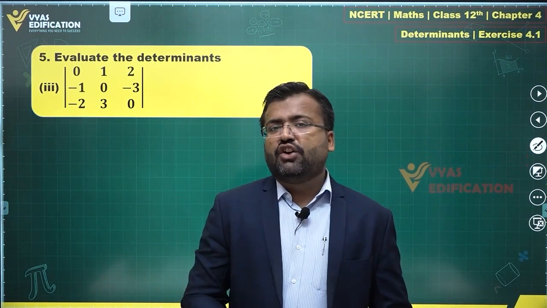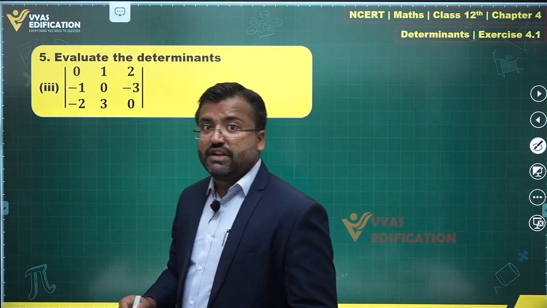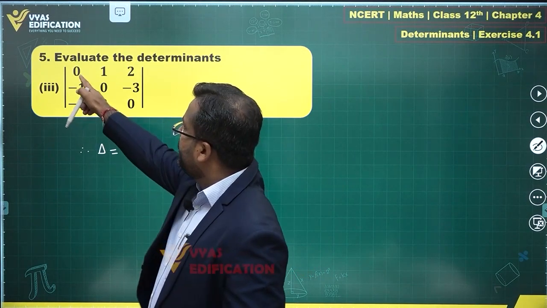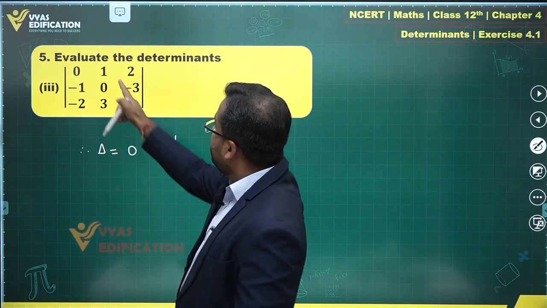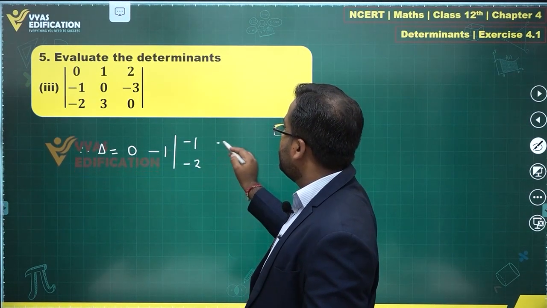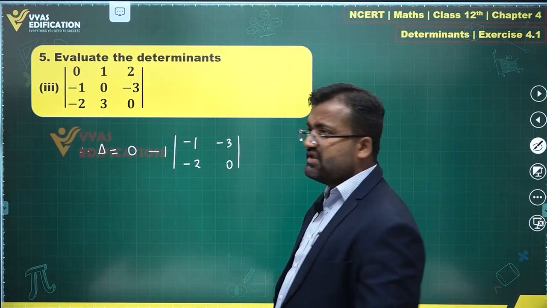So we can expand along any row for that matter. Let's begin, let's expand using the first row. So therefore delta is equal to, first term is 0, okay? Next term is minus 1 times this determinant: minus 1, minus 2 and minus 3, 0. This is what you have.